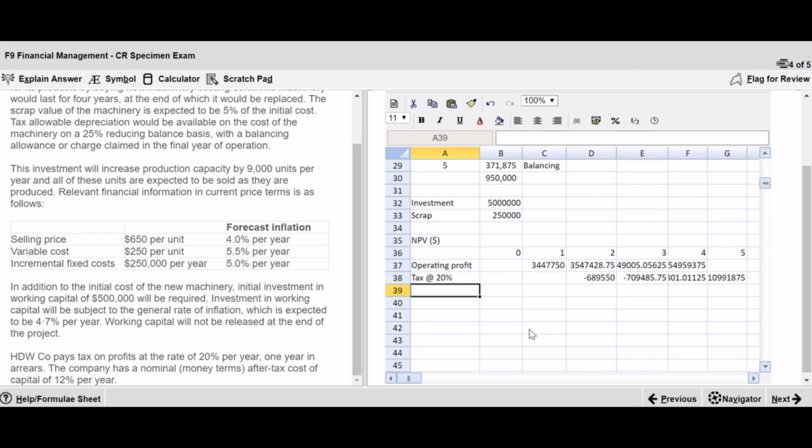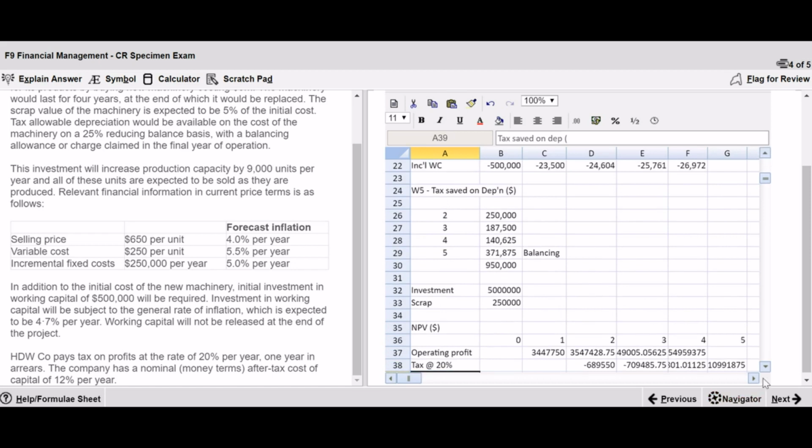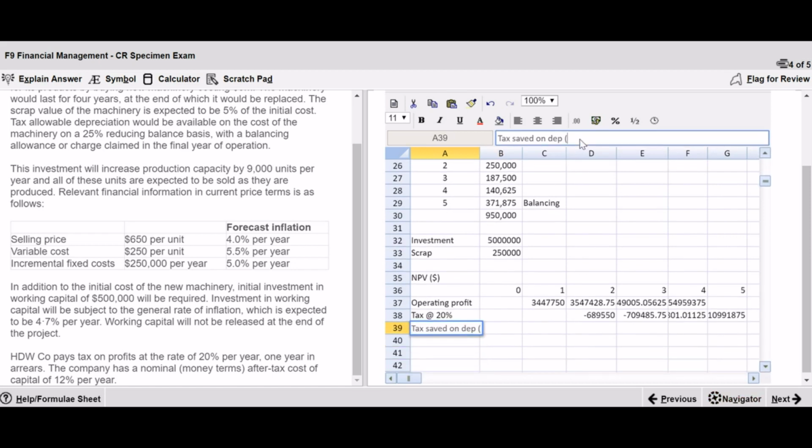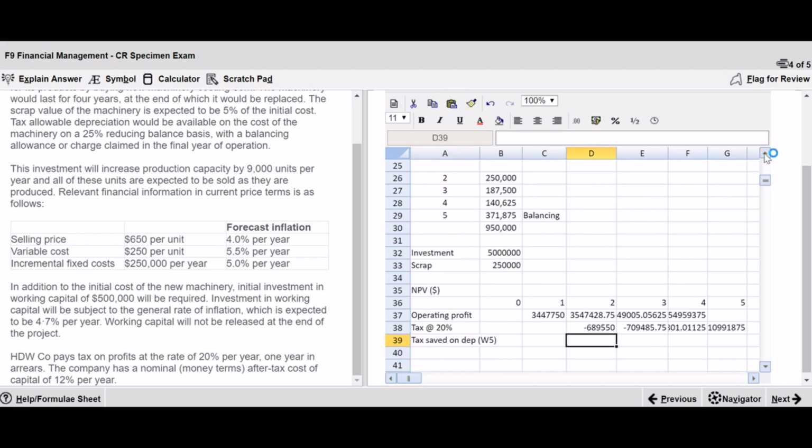The next thing is the tax saved on depreciation, which we did in our working above. It's working here, working 5. Let me just bring things from there now. So we had B26, B27, B28, and B29. So I've got my tax saving on depreciation there as well.